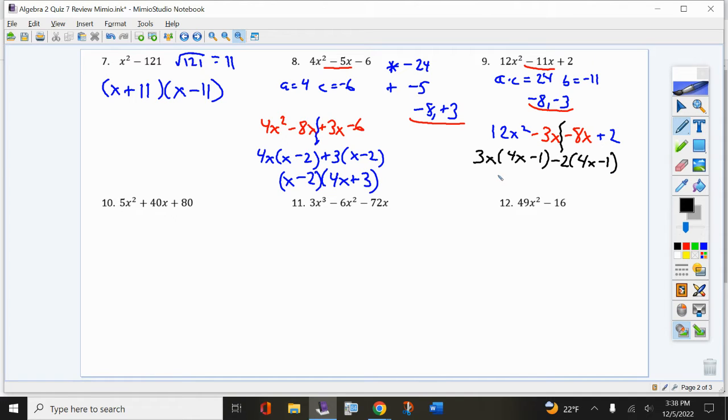Now notice 4x minus 1 is now common to both. And what's around 4x minus 1? There's a 3x and a minus 2.